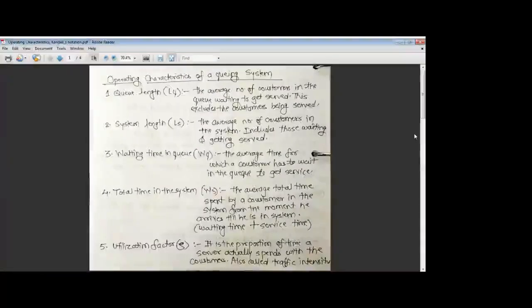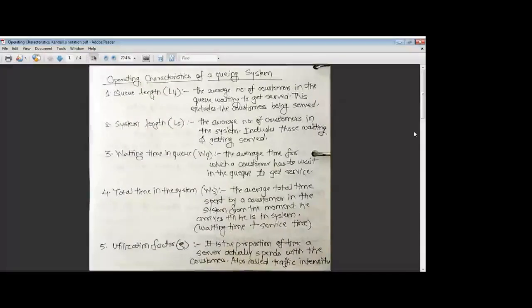Another very important thing we are going to discuss is the operating characteristics of the queuing system. You should keep in mind the difference between the elements of a queuing system and the operating characteristics. There shouldn't be any confusion between these two things. They are totally different, and you should particularly remember that difference.